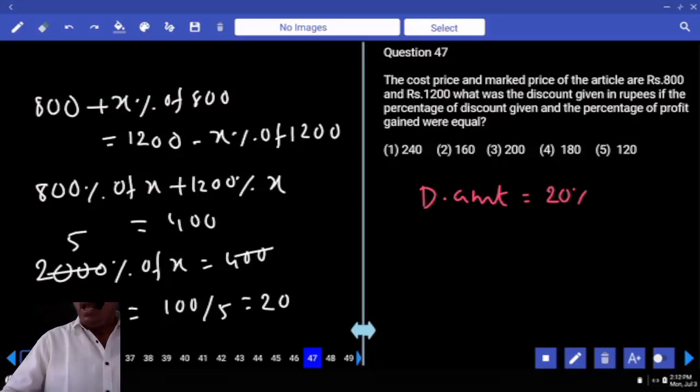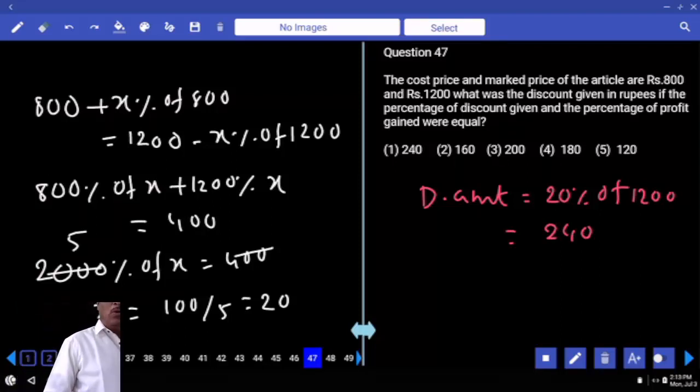Therefore, discount amount equals 20% of marked price. Marked price is 1200. What is 20% of 1200? 240. 240 rupees becomes the discount amount.